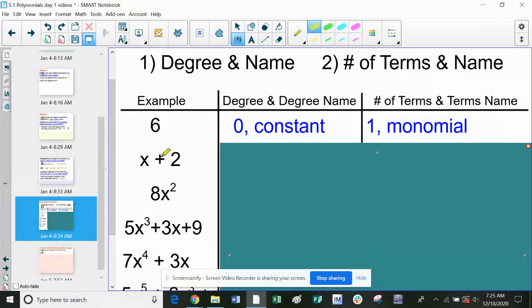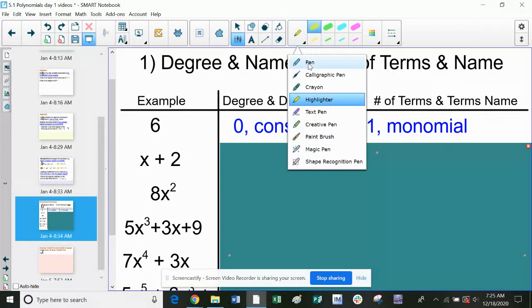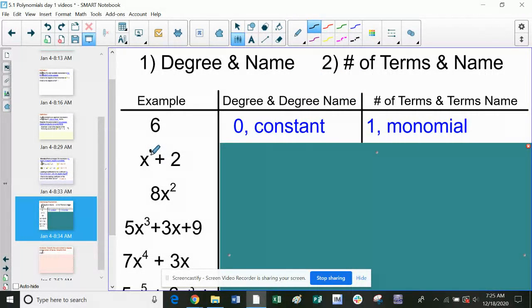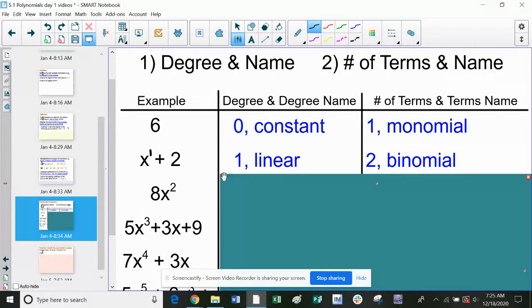Now our second one has 2 terms, and the degree on this is not written. So there's an understood degree of 1 because there's no exponent listed here. So we're going to put a little 1 in there to help us out. Now, when it has a degree 1, the degree name is called linear. And it has 2 terms, 1, 2, so it's a binomial. So this one would be called a linear binomial. If you graphed it, it would look like a line.